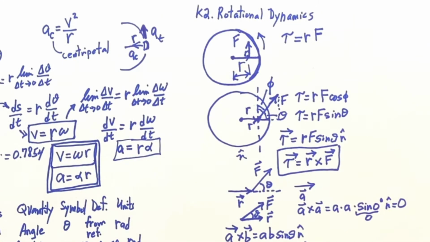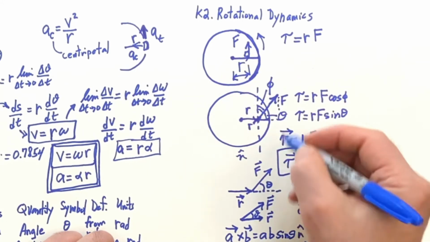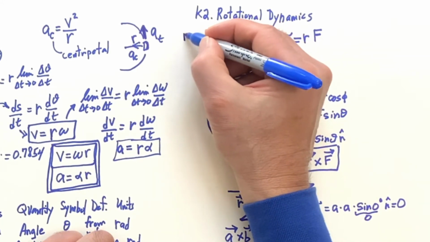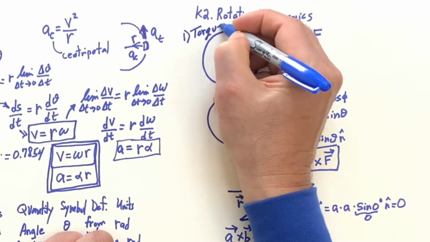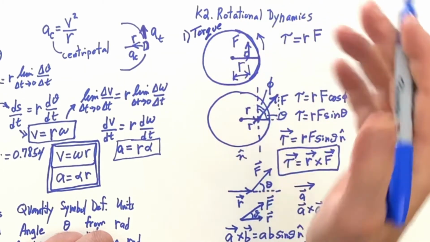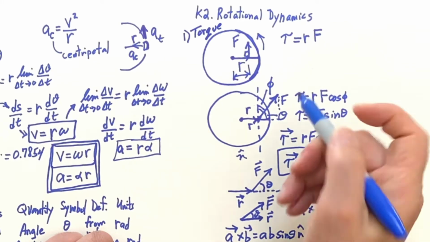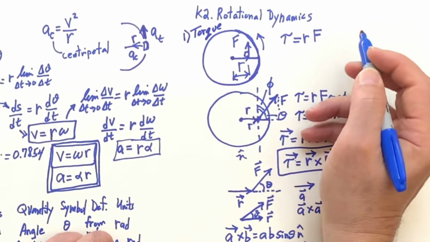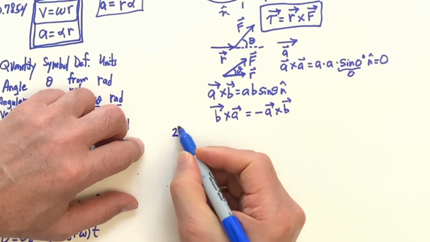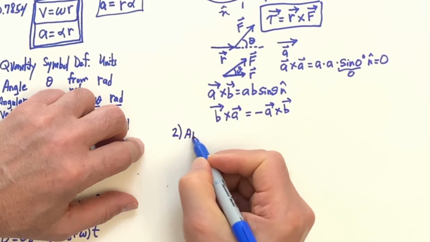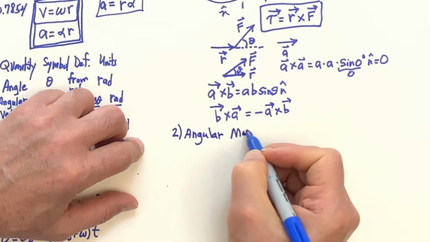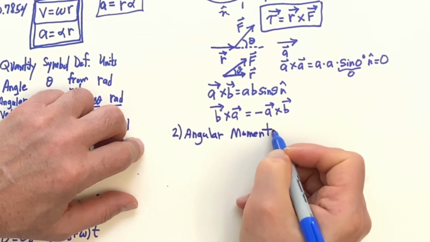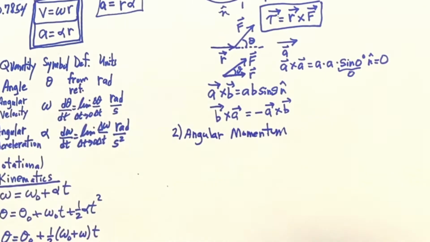So I would like to call this subsection that we're doing here torque, where we define the torque, which is analogous to the force. And then for section 2, I would like to call this angular momentum, to find what's analogous to momentum.